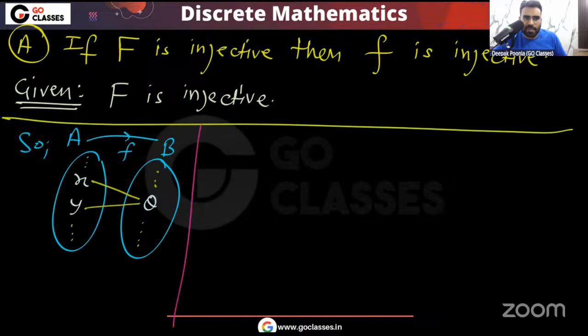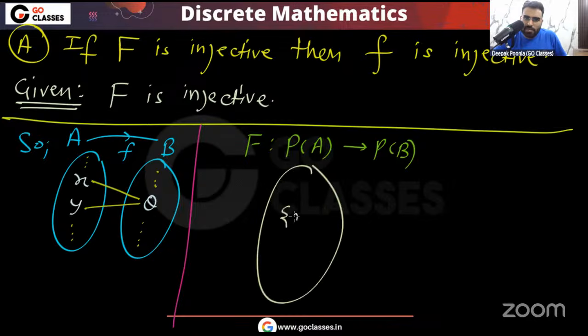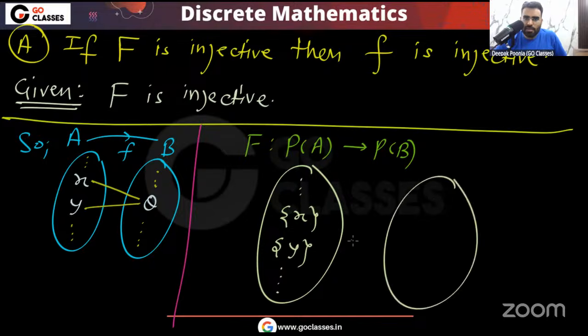Now notice what will happen in the capital F. This capital F is from power set of A to power set of B. In the power set of A, you have the set containing x, correct? Because the domain of capital F is power set of A, which means the collection of subsets of A. If x belongs to capital A, then the set containing x is a subset of A, so it belongs to power set of A. So in the power set of A, you have this element also. Now let's see what will be its image in B.